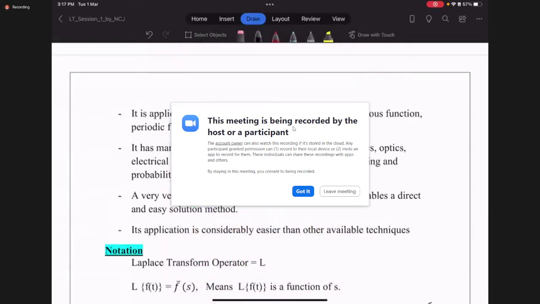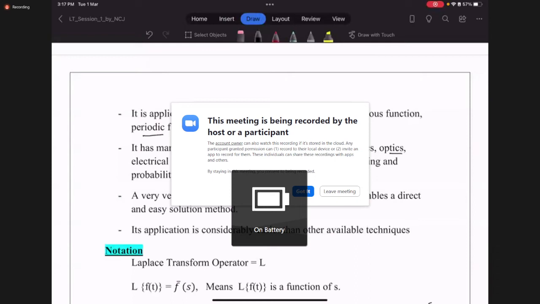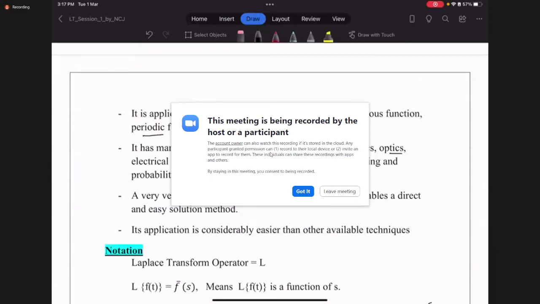Now, it is applicable to which functions? Continuous function, piecewise continuous function, step function, impulse function, periodic function. Okay. And it has many applications in mathematics, physics, optics. When you study BEE, in third year, any electronics subject you study, Sujata ma'am will use this Laplace transform. Control engineering, signal processing, okay?